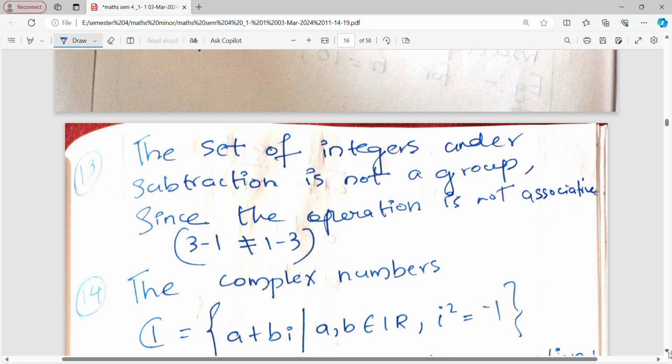Then 13 also I am taking. From 14 onwards I will be taking in the next class. The set of integers under subtraction is not a group since the operation is not associative. 3 minus 1 is not equal to 1 minus 3.